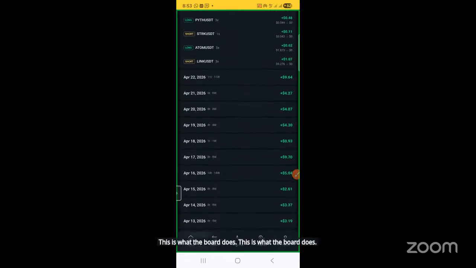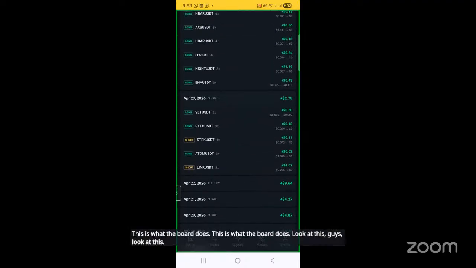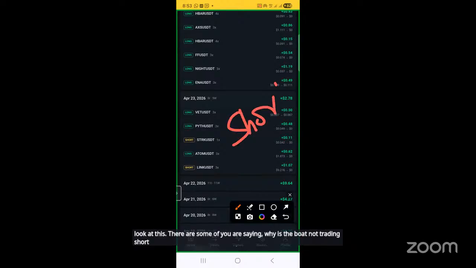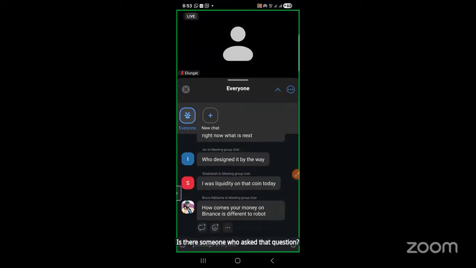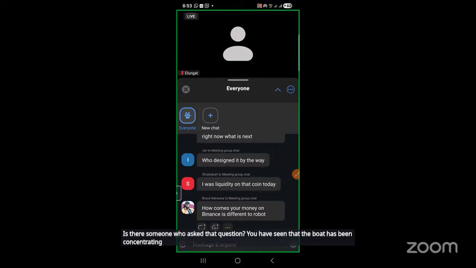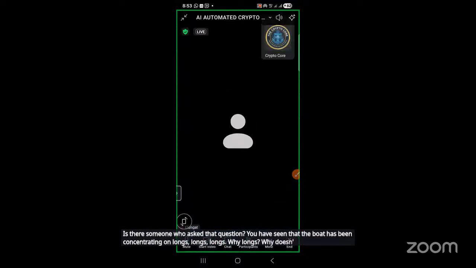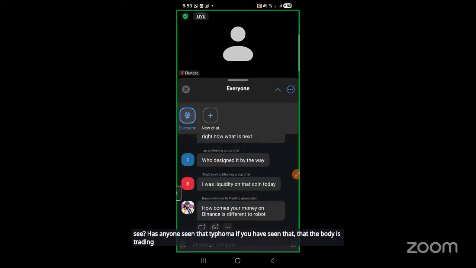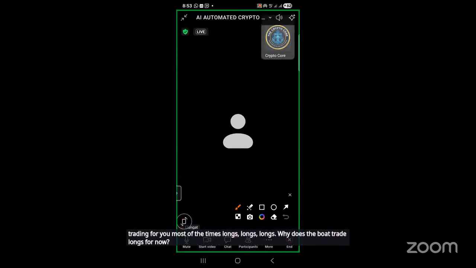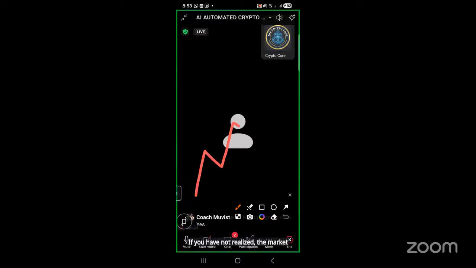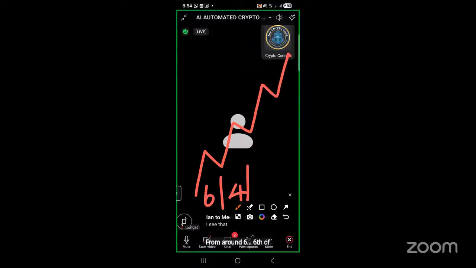Look at this, guys. There are some of you who are saying, why is the bot not trading shorts? Why is it trading longs these days? I want you to understand the market movement. Is there someone who has that question? You have seen that the bot has been concentrating on longs. Why longs? Why doesn't it trade shorts? Has anyone seen that? Type for me, yes, if you have seen that the bot is trading longs most of the time for you. Why does the bot trade longs for now? If you have not yet realized, the market has been on an uptrend from around the 6th of April 2026.